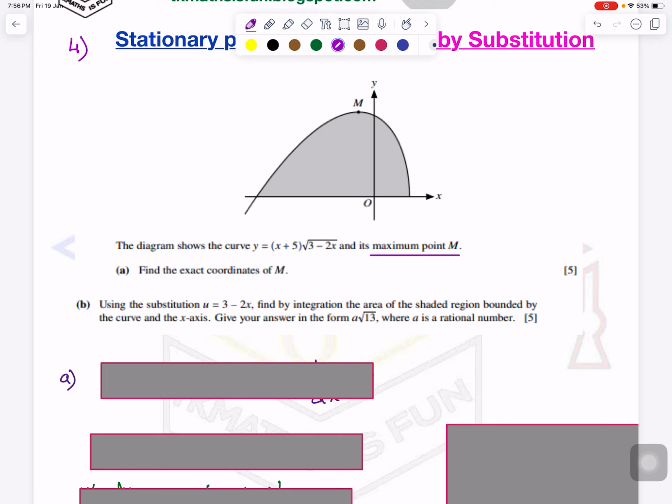This diagram is given to you here, and it is given that the maximum point is M and the equation of the curve is this. You have to find the exact coordinates of M.